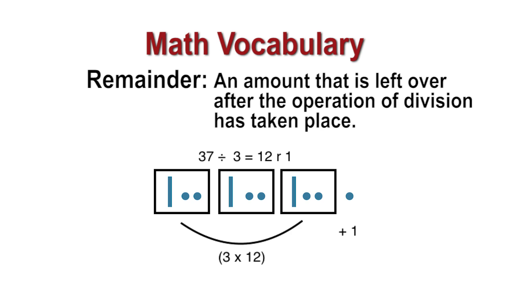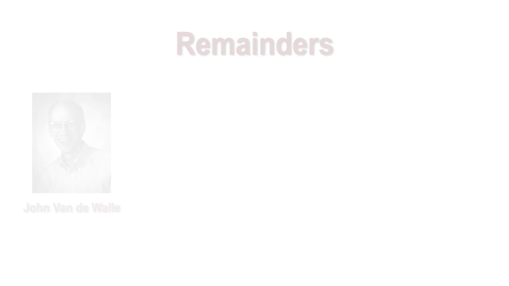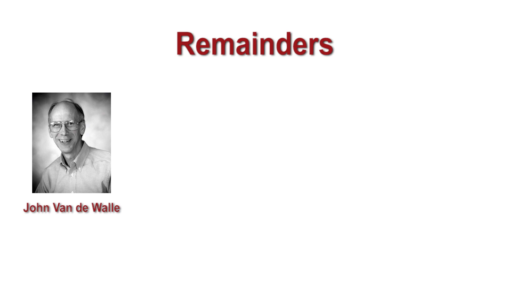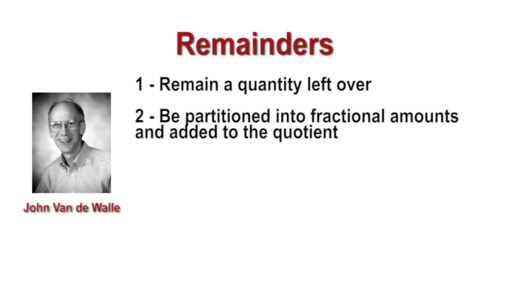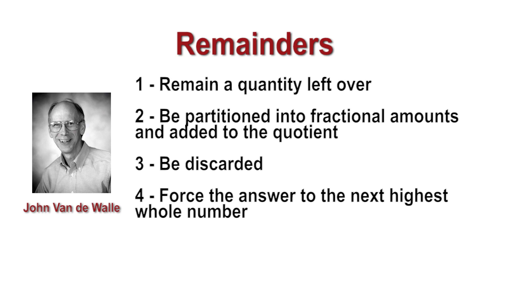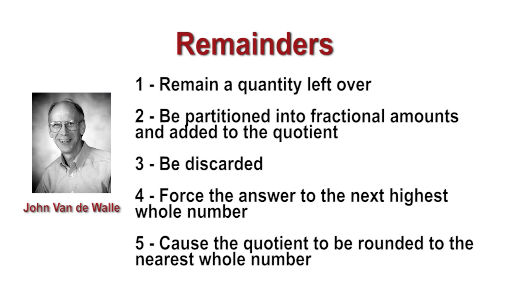Fourth grade is the first year students are introduced to remainders. Students will not only be introduced to the concept, but use remainders in context. We will look at different scenarios and how the remainder can be used given the situation. Van de Walle states there are 5 possible ways remainders can be used. Remain a quantity left over. Be partitioned into fractional amounts and added to the quotient. Be discarded. Force the answer to the next highest whole number. Or cause the quotient to be rounded to the nearest whole number.